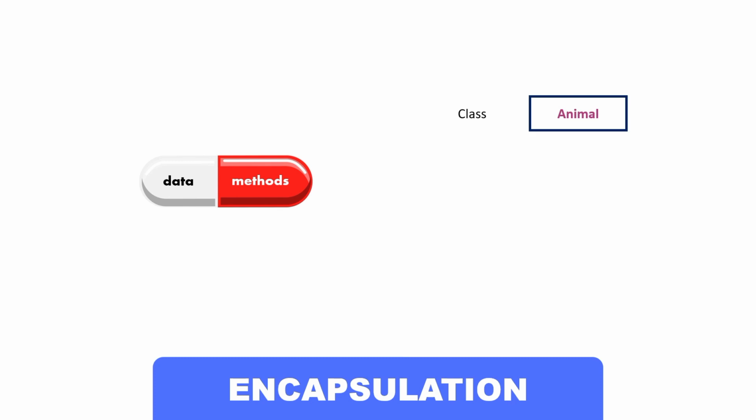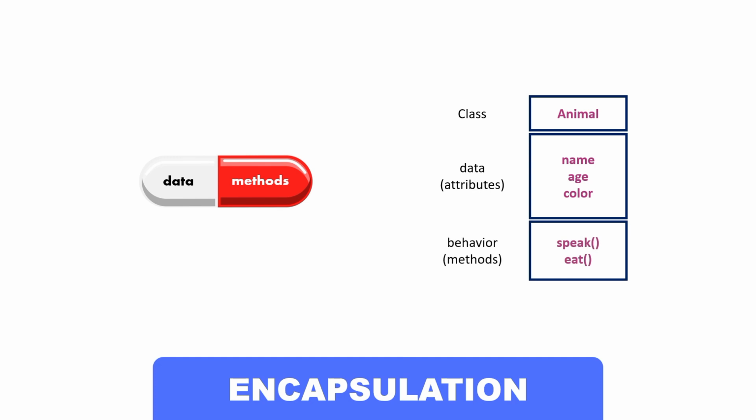The second fundamental concept of object-oriented programming is encapsulation. This refers to the bundling of data along with the methods that operate on those data into a single unit, such as a capsule. A Java class is an example of encapsulation. We have attributes that are relevant to the class inside it. Then we are performing actions on those data and we are bundling all these in a single unit.